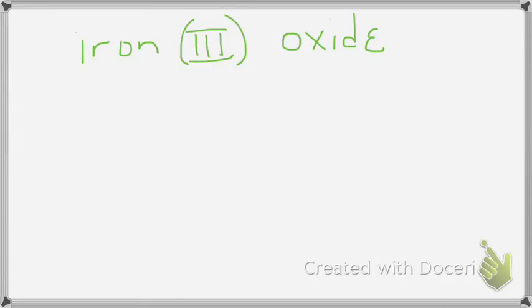First, you need to know the chemical symbol for iron, and that's Fe. And we already know that it's a 3 plus charge, and we know that because of this right here. That lets us know that it's a 3 plus charge. We now need the symbol for, well, first of all, we need to know what oxide is. Oxide is oxygen. And what is the charge on an oxygen anion?